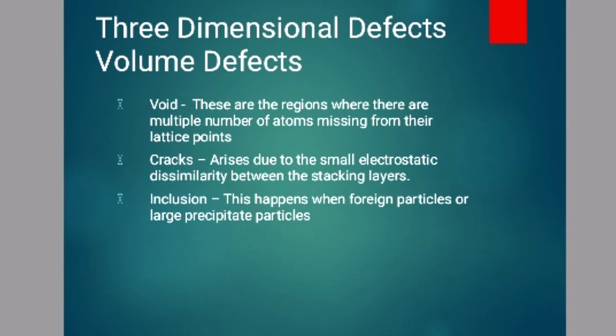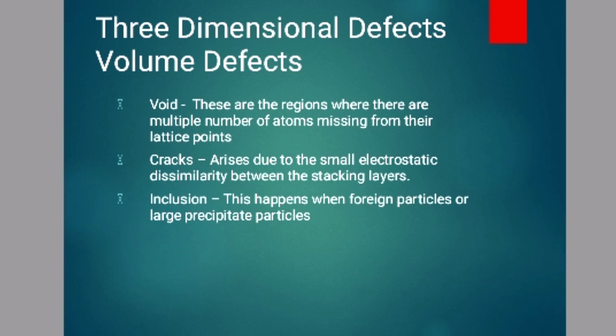As the name suggests, a crack arises from small electrostatic dissimilarity between the stacking layers. As you know, there may be a number of cations, there may be a number of anions. Due to this electrostatic plus plus or minus minus, due to electrostatic repulsion or attraction, there is a dissimilarity. There may be a small misorientation in the arrangement. So the combination of all these things, we can make a crack. So we can term this as a crack.